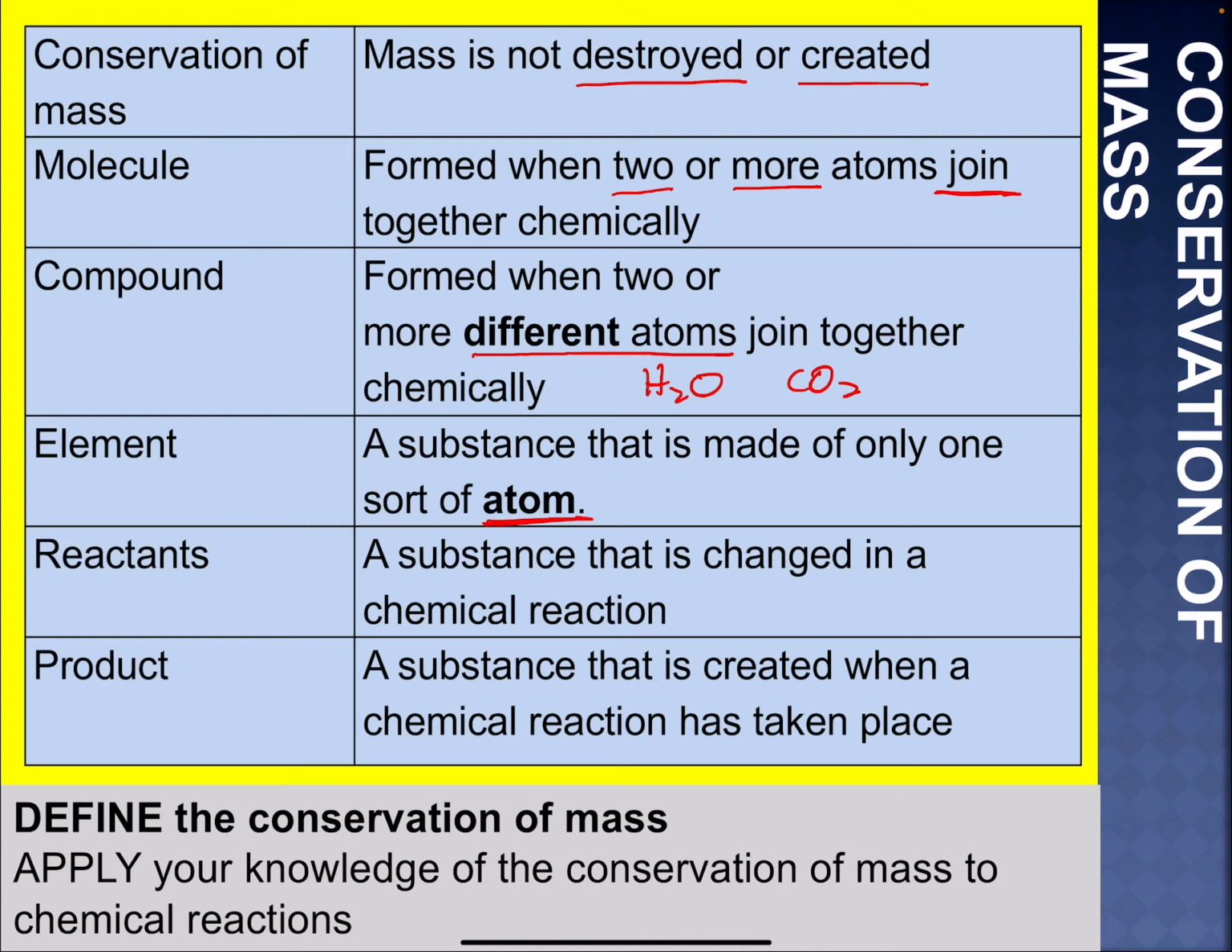Reactants: a substance that is changed in a chemical reaction. So it's something completely new. And the products: a substance that is created when a chemical reaction has taken place. Moving on.